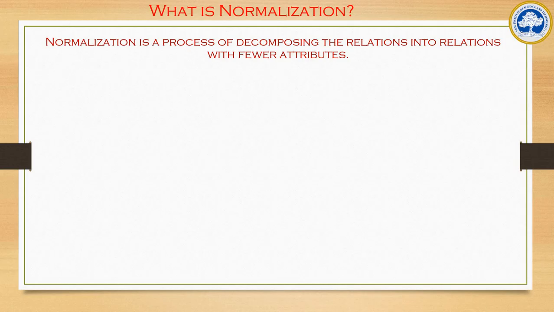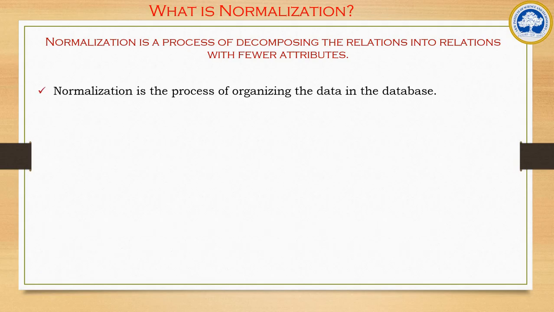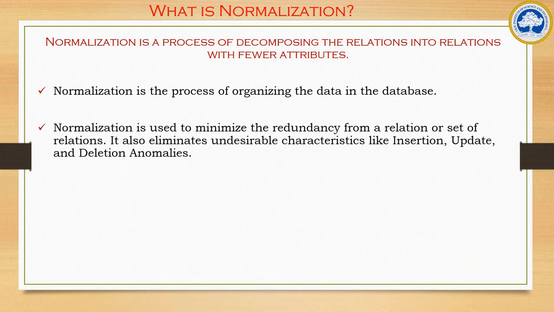What is normalization? It's a very simple process. It's a process of decomposing a relation into relations with fewer attributes. If our database contains n number of attributes, clearly 10, 20, or more, then making the relations and maintaining the functional dependencies is very difficult. So at that time we decompose the relations among those attributes. Organizing the data in the database is called normalization.